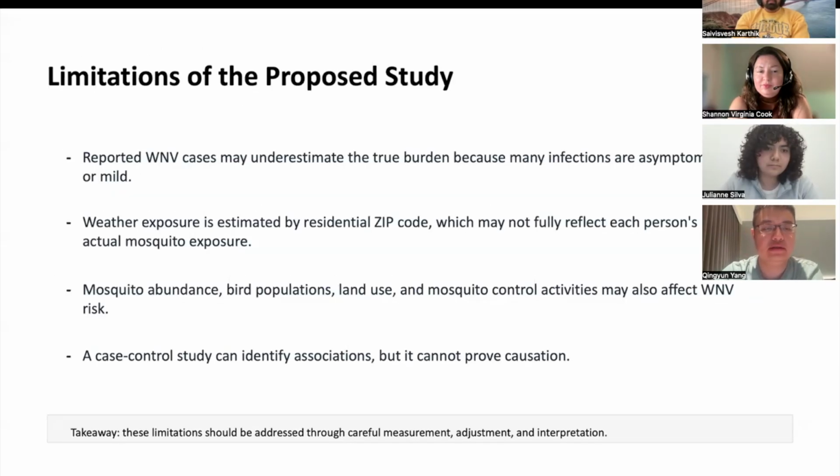This study still has some limitations. West Nile virus cases may be underreported because many infections are mild or asymptomatic. Weather exposure is based on zip code, so it may not show each person's true exposures. Also, this study can show associations, but it cannot prove causation.